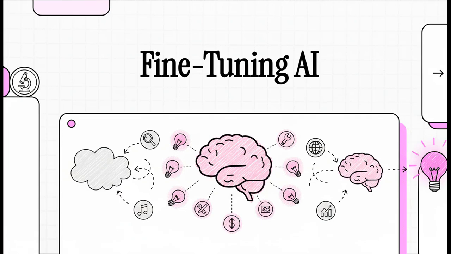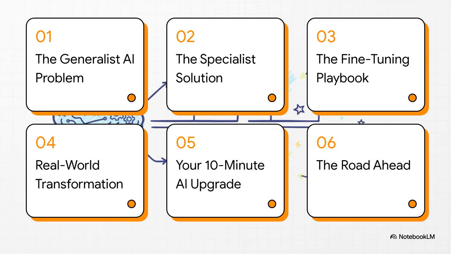Have you ever used an AI and just felt underwhelmed? Well, today we're diving into one of the coolest strategies in the AI world: how to take a general purpose model that knows a little bit about everything and turn it into an absolute genius that's an expert in your specific world.